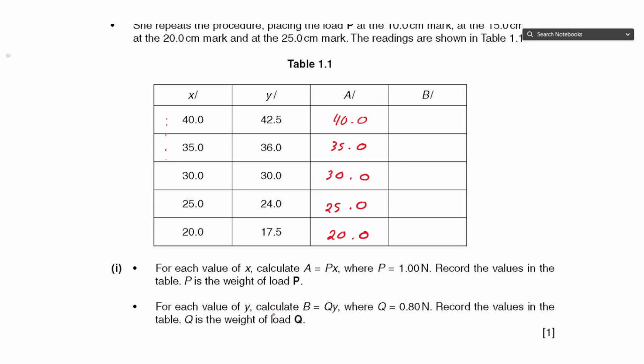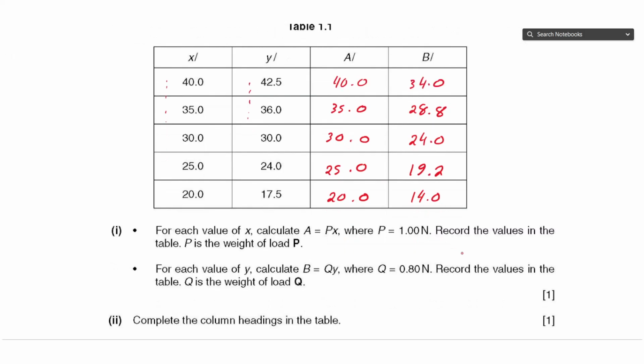Then for each value of y, calculate B, which is equal to Q times y, where Q is equal to 0.80 newtons, and record the values in the table. So we multiply 0.8 by these values. First one would give a value of 34.0. Next we have to make it all one decimal place. So 0.8 times 36 gives approximately 28.8. Next is 24.0. Next is approximately 19.2. Actually it's exactly 19.2. Next we have 14.0.